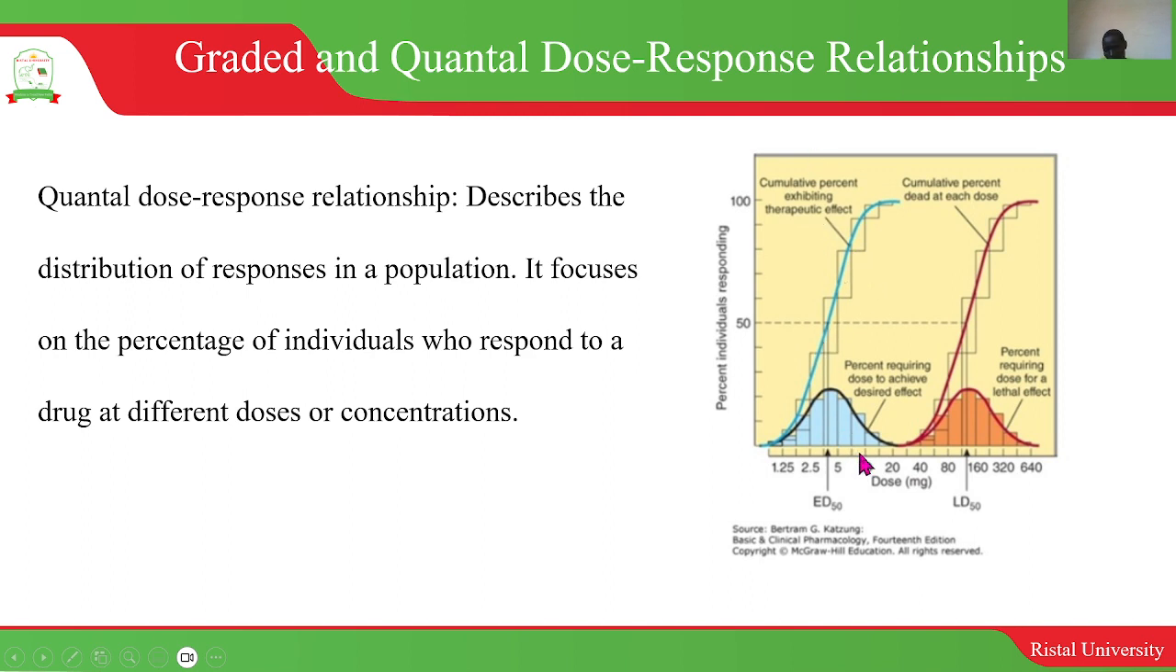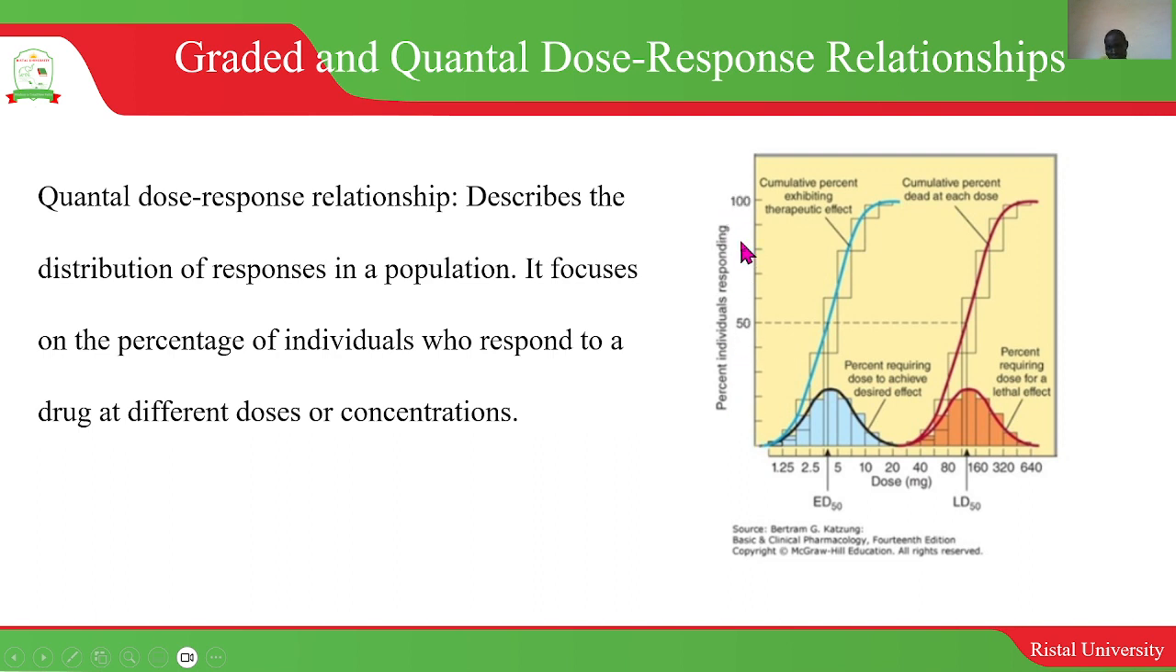This graph extract has two things to tell us. We have the ED50, we have the LD50. I will explain more about this. And then this is the dosage of the drug, from the lowest to the highest. So it has to tell us what happens in an individual when we continuously increase the drug dosages. What do we observe? Now let's look at percentage of individuals responding to the drug.